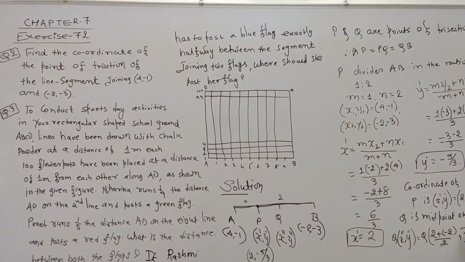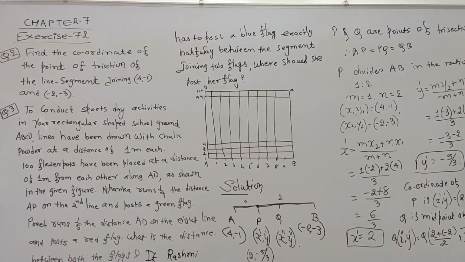Here, minus 5, 3 3s are 9, minus 9 by 3 into 2. So Q is 0 comma minus 9 minus 5, minus 14 by 3 into 2, 7 2s are 14. So Q answer is 0, minus 7 by 3.